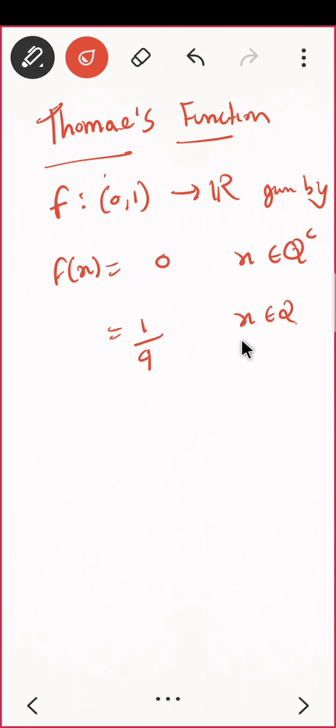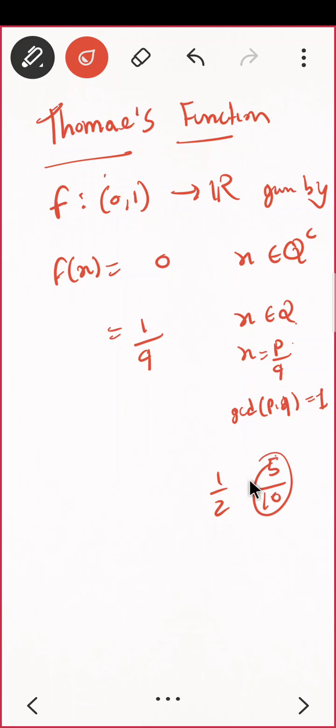That means rational means x will be of the form p by q, where p and q do not have any common factor. So you may write it, that is GCD of p and q is 1, something like this. That means it's the least form, so you should not write 5 upon 10, you should write 1 upon 2. 5 upon 10 is not acceptable, you should write 1 upon 2, so the answer will be 1 upon 2.